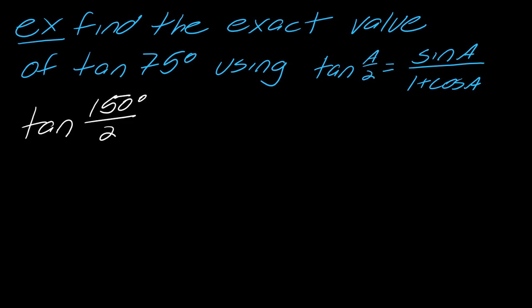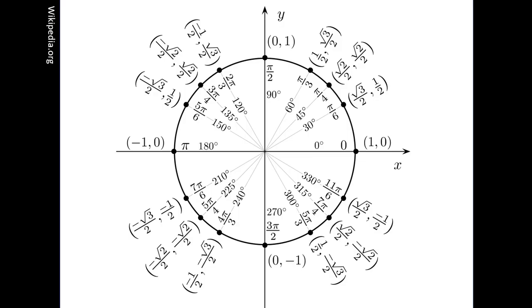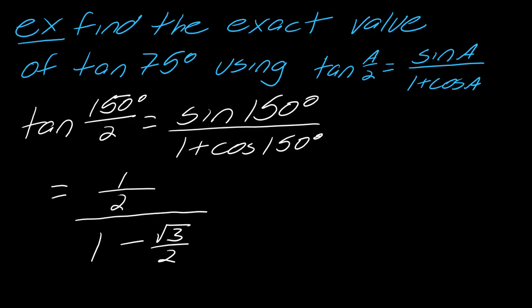So I can rewrite this as tangent of 150 degrees over 2, and then I'm just going to plug in that 150 into this. From here, I can simplify. I can take 150 and just read off the coordinates here. So what I'm going to be left with then is 1/2 over 1 minus square root of 3 over 2, because cosine of 150 is negative. So notice I change this to a negative down here. And then I can go ahead and try to simplify.